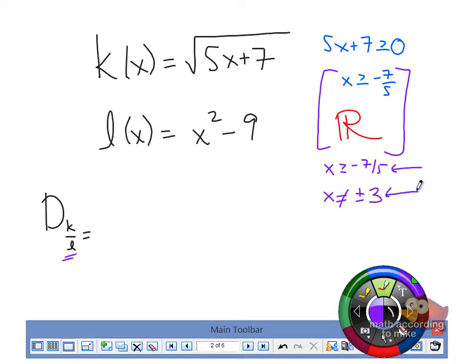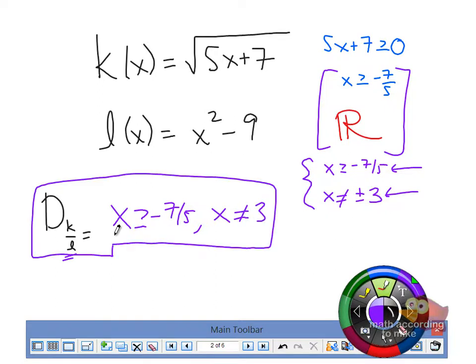Do we have to talk about negative 3? Because what this says combined says that x is greater than or equal to negative 7/5, and x can't equal plus or minus 3. So do we have to explicitly state about negative 3? No, because negative 3 is smaller than negative 7/5. We need it to be at least negative 7/5. So our domain would be x is greater than or equal to negative 7/5, and also x can't be 3.